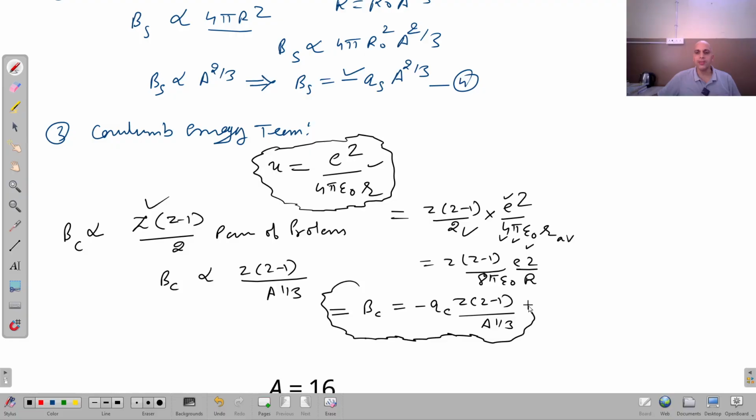Now again, what is the meaning of this negative sign? You know very well that a negative sign means this energy term is going to reduce the stability of the nucleus and it is decreasing the binding energy of the nucleus. So that's why it is negative, right? And I'm going to name it as equation number 5: minus A_C Z into Z minus 1 divided by A to the power 1 by 3, right?